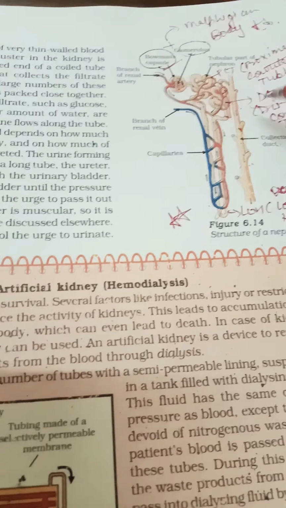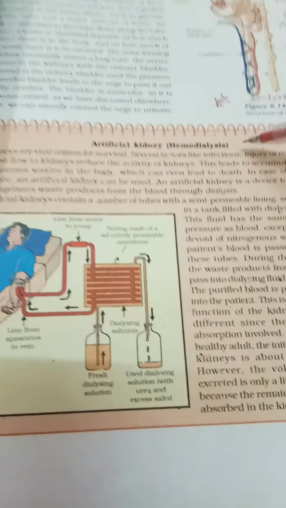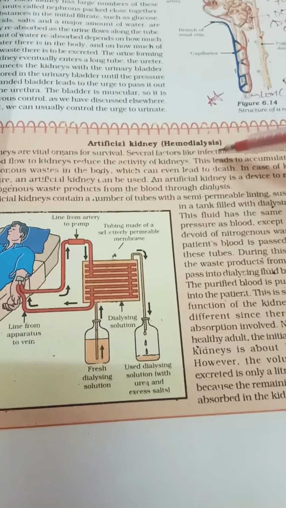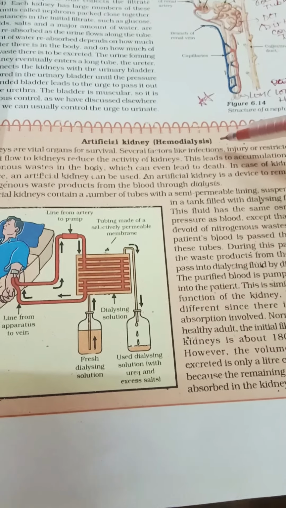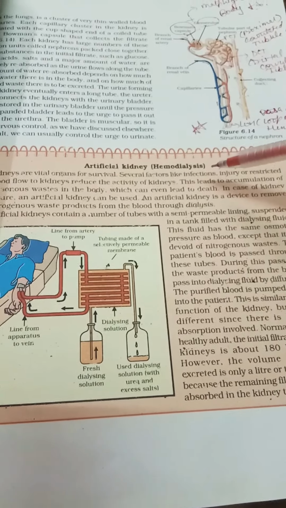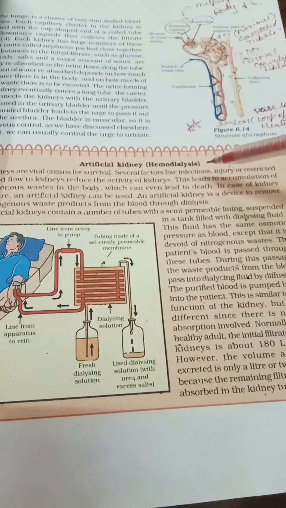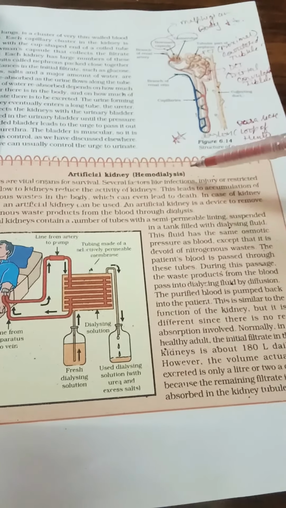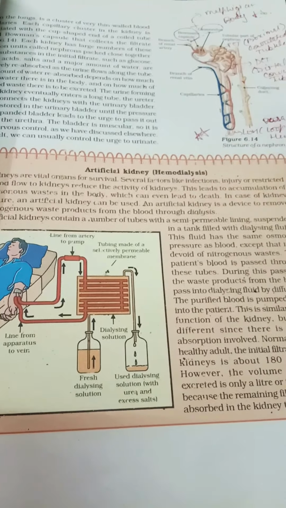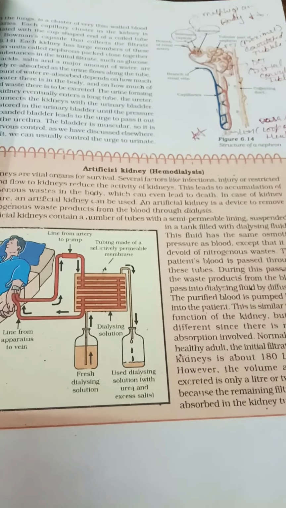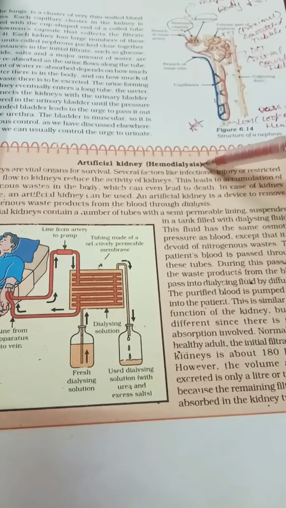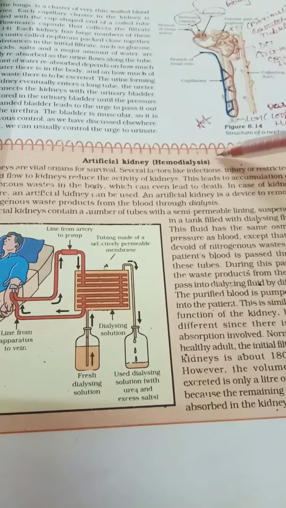Okay, chaliye, coming to artificial kidney. What is artificial kidney and why is it required? Students, as you all know, kidneys are the main excretory organ of our body. If out of two kidneys, one is not working, our one healthy kidney can perform its function. But if both kidneys are damaged or not working properly, in that case it's important to go for either kidney transplantation, or if kidney transplantation is not possible, although that is a permanent cure, we can go for artificial kidney, that is hemodialysis.